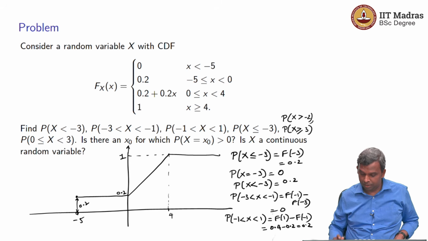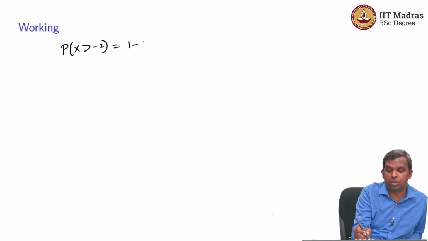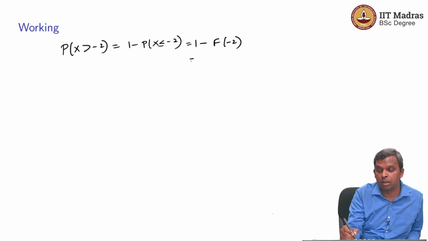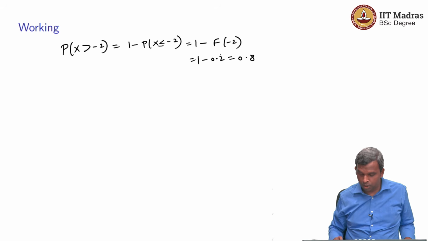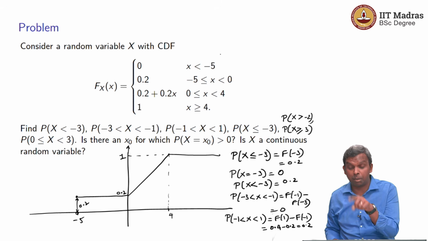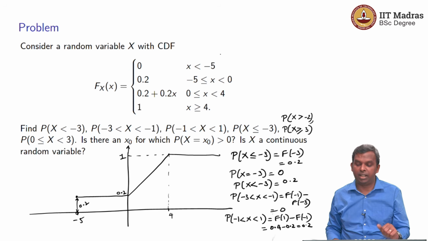Let's look at the other cases. Maybe I'll use the other page for it. Probability that x is greater than -2. For this it's best to do 1 minus probability that x is less than or equal to -2, and that is just 1 minus F of -2, that's 1 minus 0.2, that's 0.8. You see how I got that calculation? X greater than -2 is 1 minus probability that x is less than or equal to -2, and that is just the direct definition of the CDF.